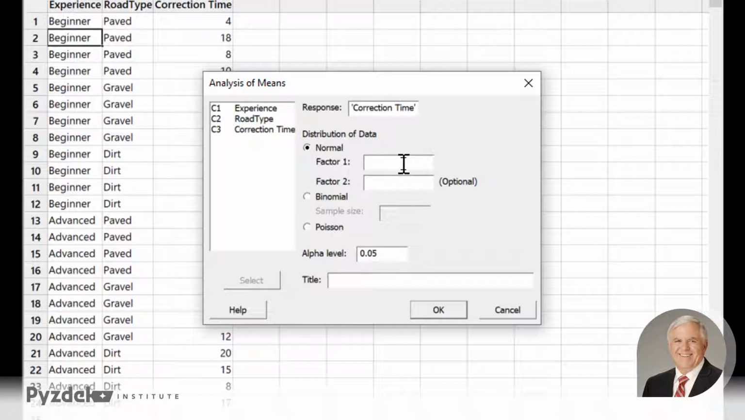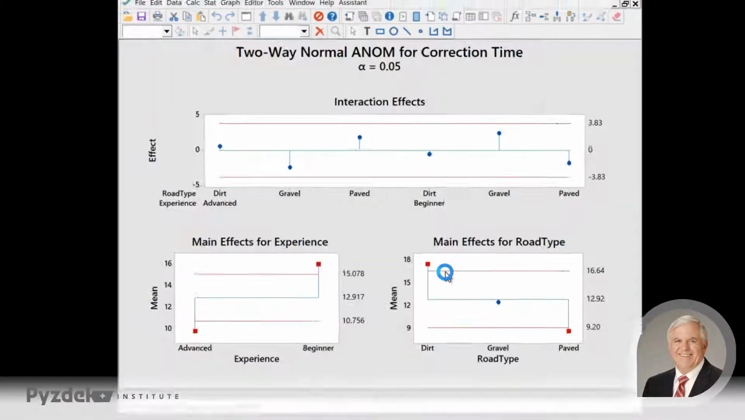We're going to assume we have normally distributed data. Our other two choices are binomial, and that would be for count data, and Poisson, which would be for rate data. So we're going to look at factor 1 being the experience factor, factor 2 being the road type, and you can see that we can have optionally one or two factors. We're going to not change the title. We're going to leave the level of significance at 0.05 and click OK.